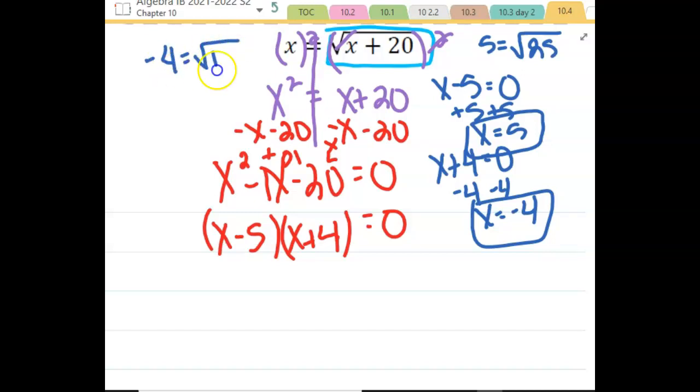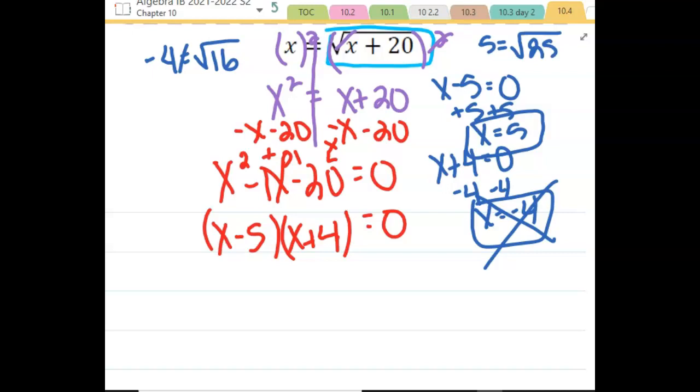Now if I plug in negative 4, negative 4 equals the square root of negative 4 plus 20, 16. Negative 4 equals the square root of 16? What is the square root of 16? 4! Are negative 4 and 4 the same thing? That doesn't work. Negative 4 is an extraneous solution. Negative 4 is not an actual answer, so we have to throw it out. Your only answer, the only one that works when you plug it back in, is 5.